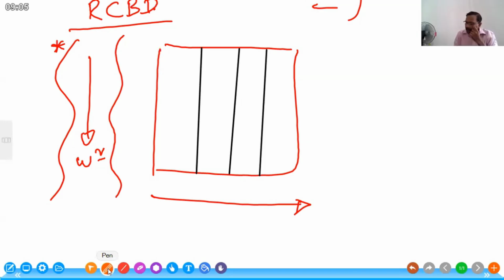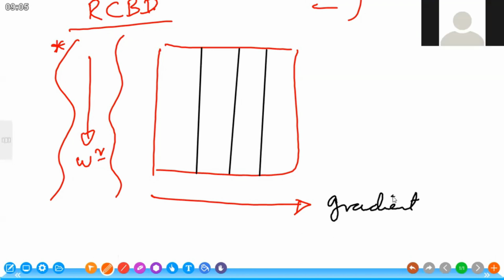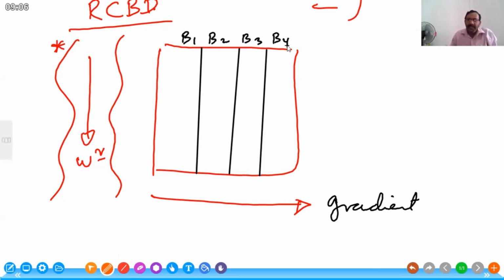Right, fine. So this is the gradient. Look here. Moisture gradient in this direction, so that we'll have to block. This is, let's say, block 1, block 2, block 3, block 4. Four blocks are there. The number of blocks depends on us.